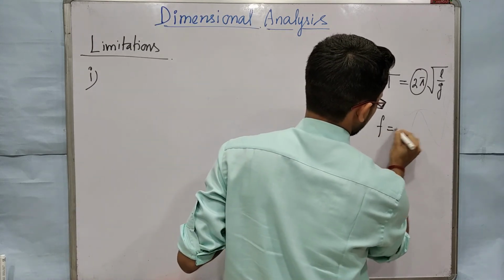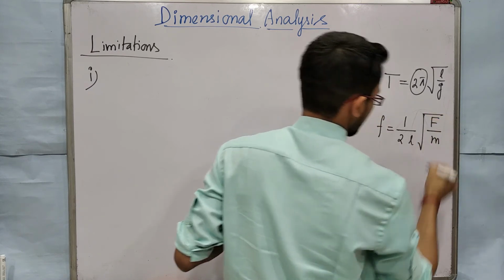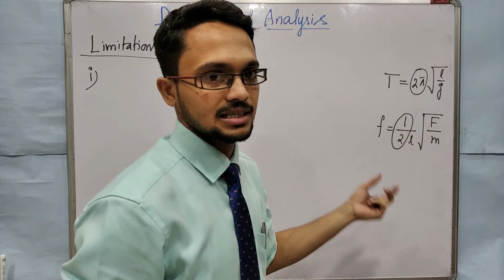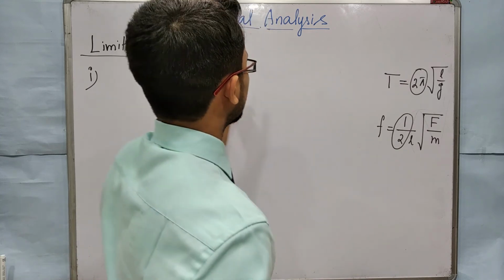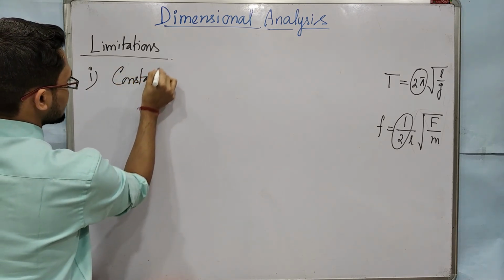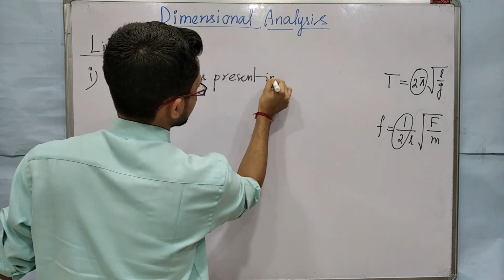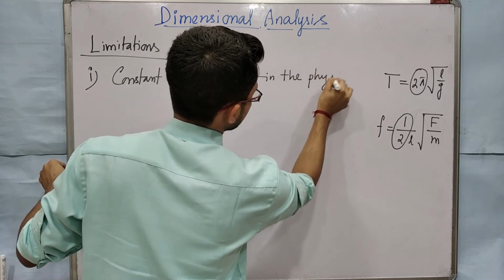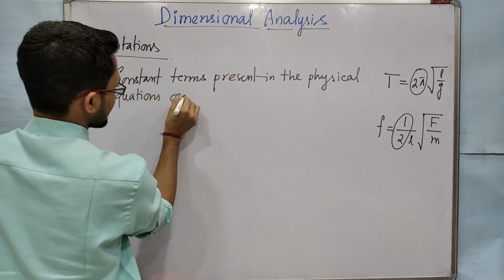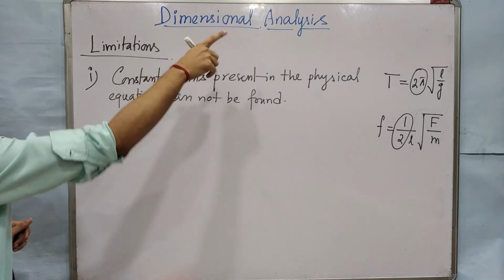Another one is frequency equal to 1 by 2L root over F by m. This one we have already discussed. But here half is the constant that I had written there. This is the experimental value. So these constant terms cannot be calculated using dimensional analysis. So constant terms present in the physical equations cannot be found using dimensional analysis.